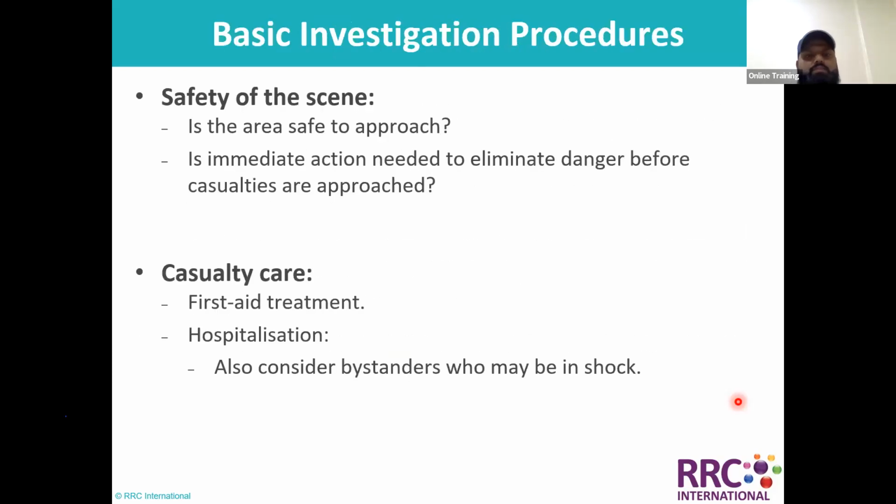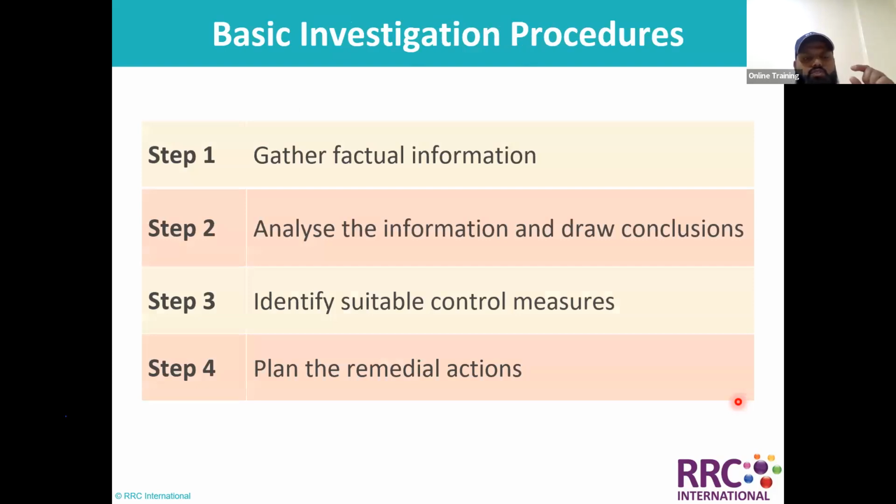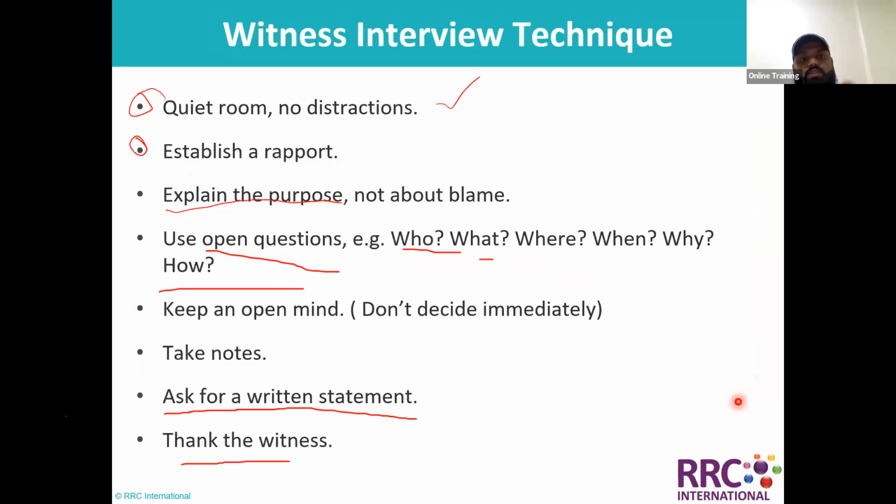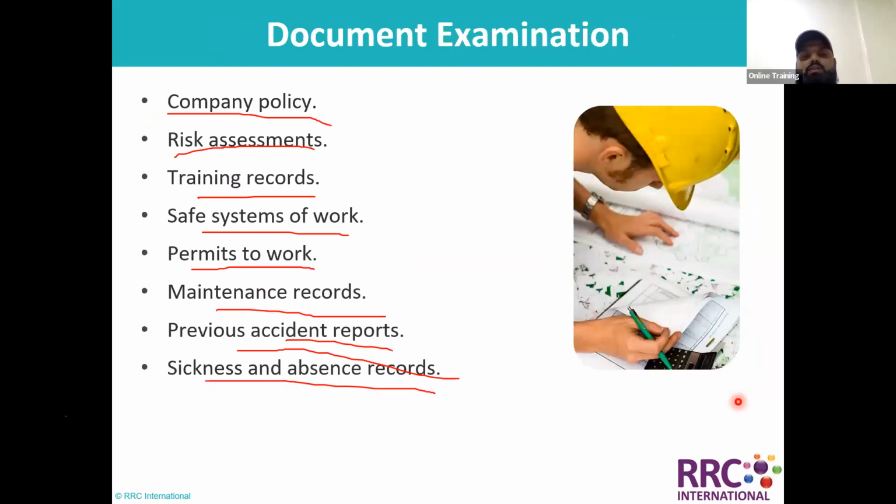Then we learned the basic investigation procedure, starting from the safety of the scene, then casualty care, gathering the factual information, analyzing the information, and drawing conclusions. Then we identify the control measures and plan the remedial action. In gathering information, we learned how we are going to interview the witness and what kind of documents we are going to examine.